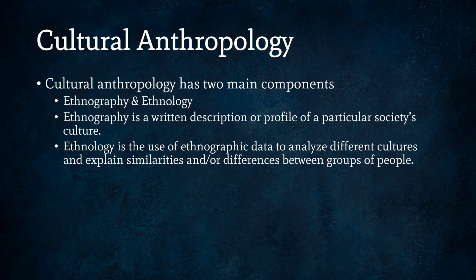Cultural anthropology has two main components, ethnography and ethnology. Ethnography is a written description or profile of a particular society's culture. And ethnography can be a documentary or photos as well. Ethnography is basically a description of a culture. It can take many forms. Ethnology is the use of ethnographic data to analyze different cultures and explain similarities and/or differences between groups of people.